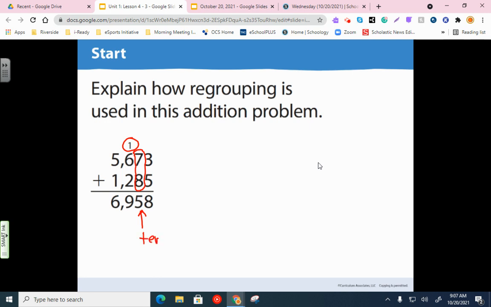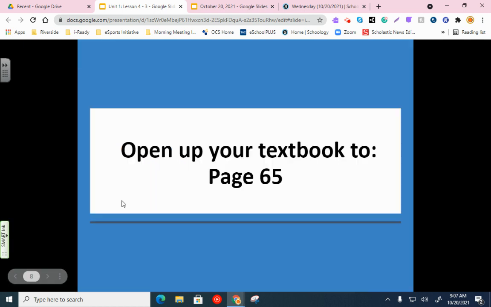But again, each place in the place value only has space for one digit. So if you have a 2-digit answer when you add up your column, you've got to push that extra number over there. And in this case, it was 110. So we brought that over to the hundreds column. So again, just a quick review and a quick warm up about that. So the notes will start on page 65.